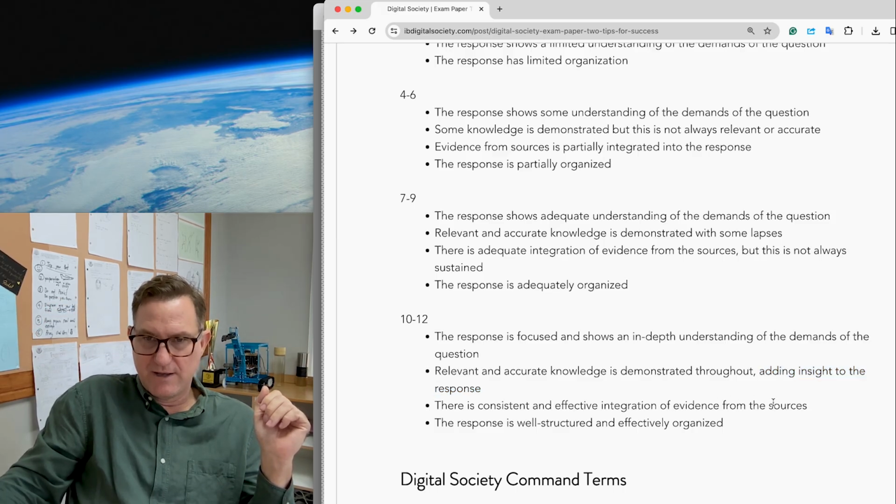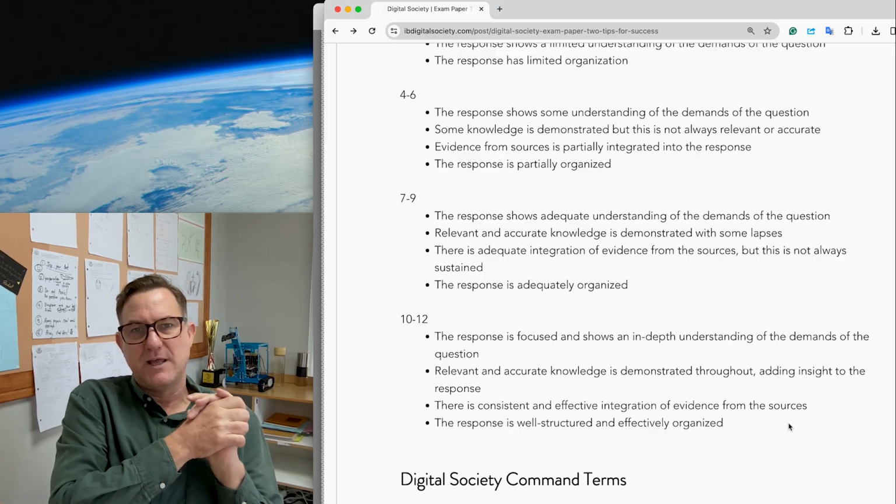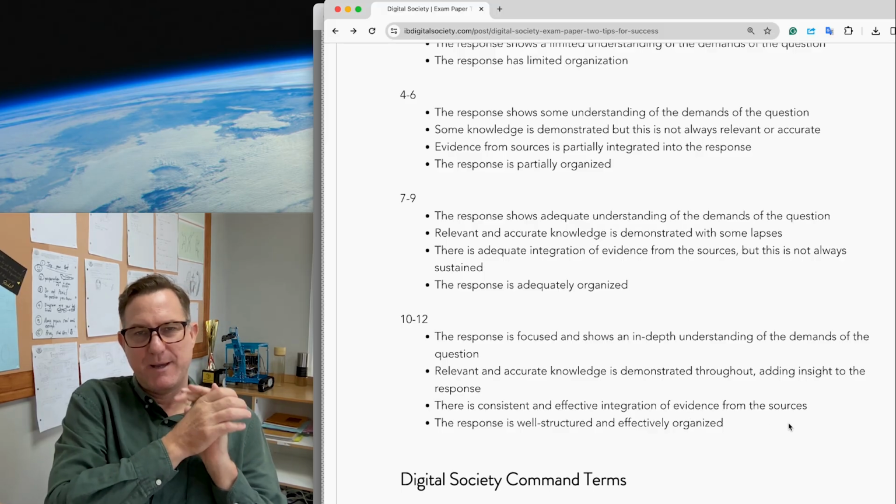Evidence, integration and evidence from sources, well structured and effectively organized. So they're my top tips for exam paper 2, and I wish you well when you're sitting your exams.